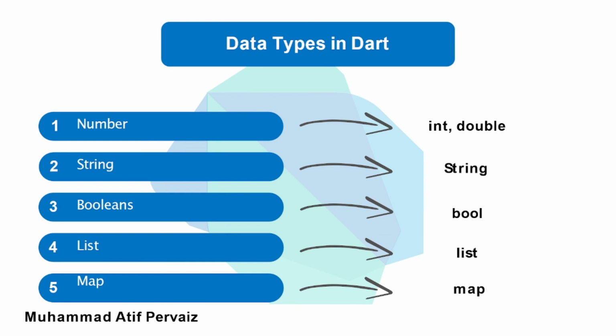So here are some data types in Dart. The first data type is number, which is subcategorized into int and double, and the second is string, which holds data like plain text, and boolean, which holds data in true or false format, and list, which holds data in a list format like an array, and map, which holds data as a map. So these are the data types in Dart, and in the coming video we will see how we use these data types in our programming.